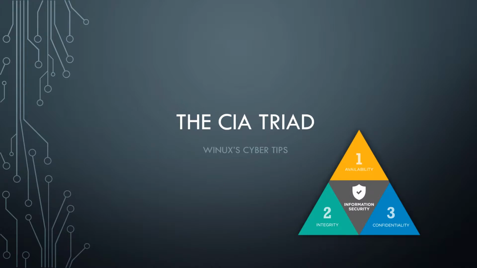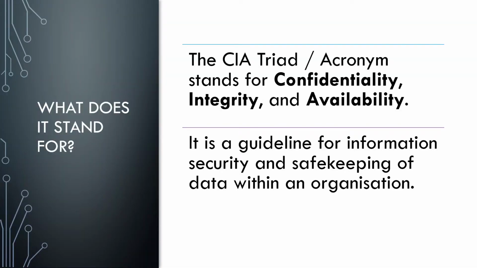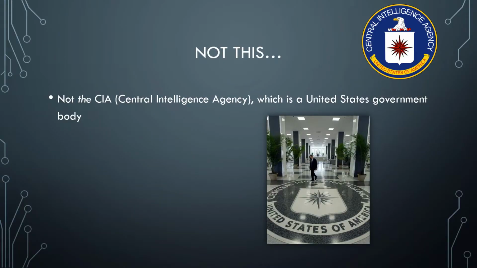Hopefully by the end of this video, however, you should know what the CIA Triad is, its methods of ensuring it, and how it can be applied to real-life scenarios to assess security breaches. So, what does it stand for? The CIA Triad stands for Confidentiality, Integrity, and Availability. It is a guideline for information security and safekeeping of data within an organization. It should not be confused with the CIA, which is a government intelligence body in the US.